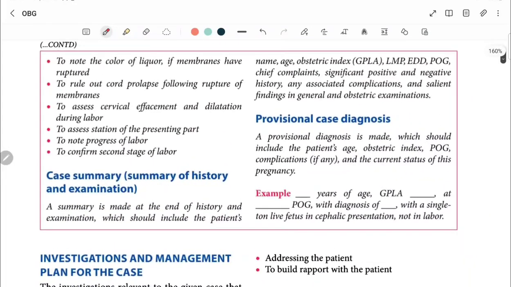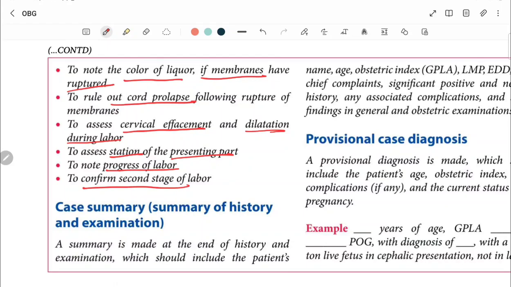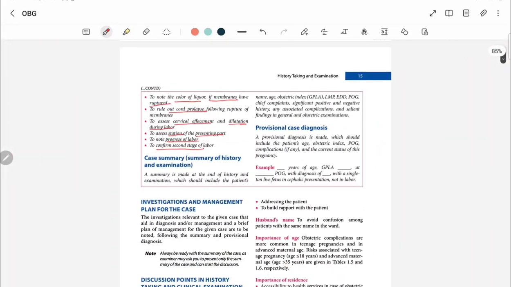So first, in vaginal examination, you will be noting the color of the liquor if the membranes have ruptured, to rule out any cord prolapse following the rupture of membranes, to assess for cervical effacement and dilatation during labor, to assess the station of the presenting part, to note the progress of the labor, to confirm second stage of labor. All this must be looked for during vaginal examination.